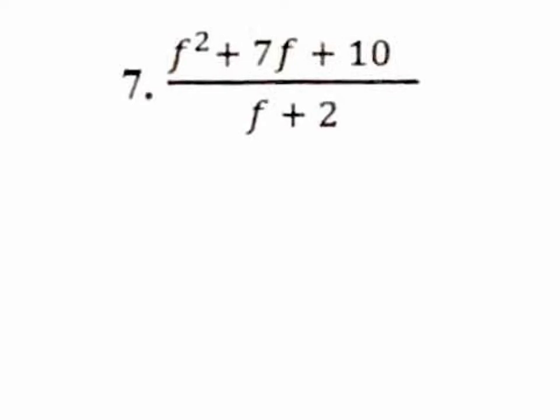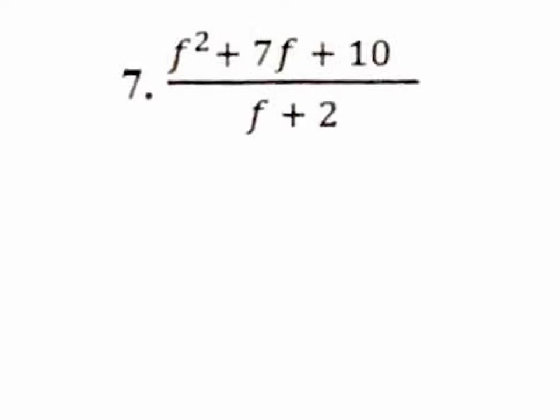So again, the thing to understand is, when could we use synthetic? When we have a polynomial divided by a nice binomial. What do I mean by a nice binomial? A variable and a number. Okay, f plus 2, x minus 5, y plus 9, anything, right? That's a letter and a number being added or subtracted.